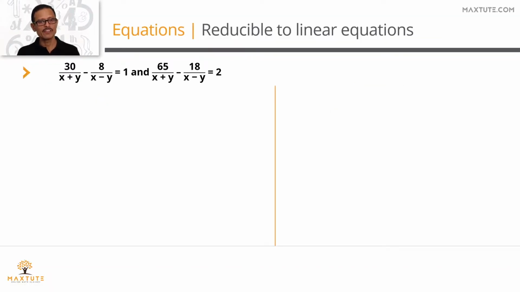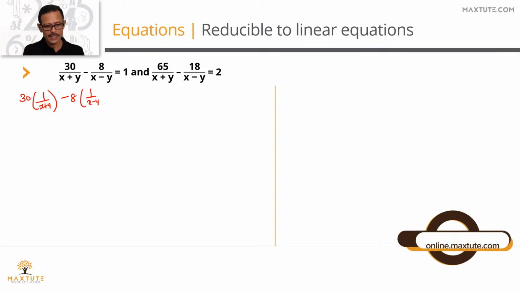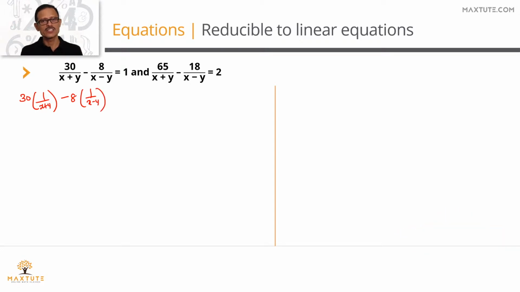Let's start with the first step where we're going to reduce these two equations to equations in two variables p and q. Let's rewrite both these equations, taking away the variable component and the coefficient component separately. So the first equation will be 30 into 1 by x plus y, minus 8 into 1 by x minus y. So keep the coefficient and the variable parts separately. This equals 1. This is equation number 1 for us. Equation number 2 will be 65 into 1 by x plus y minus 18 into 1 by x minus y. This is equal to 2. Let's call this equation 2.